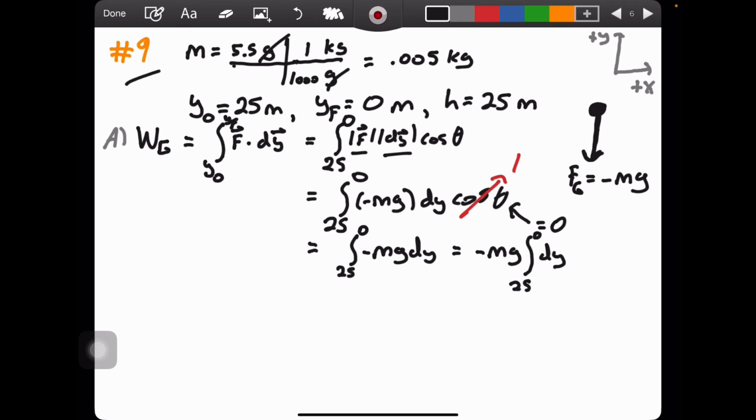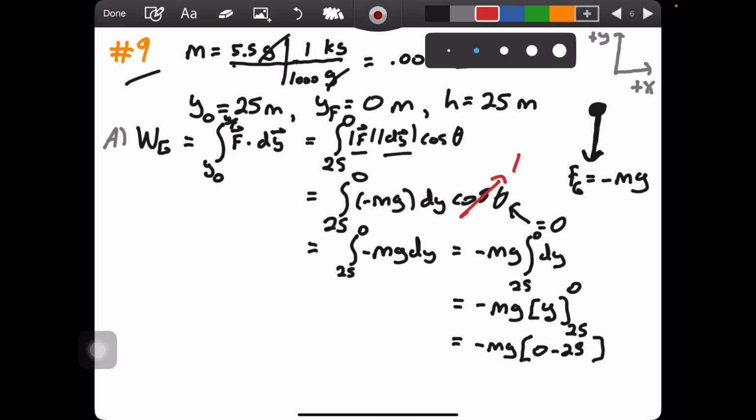The integral of dy is just going to be y plus a constant. And with a definite integral where we evaluate at the final and initial positions, the constant's the same in both, and so it washes out, which is to say this is equal to minus mg times y, evaluated from 0 at the final position and 25 at the initial position. This is equal to minus mg times 0 minus 25.